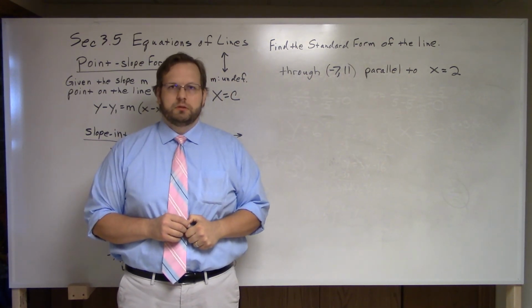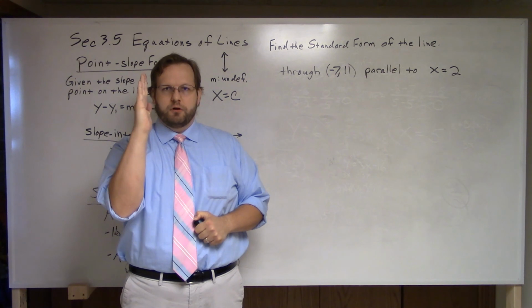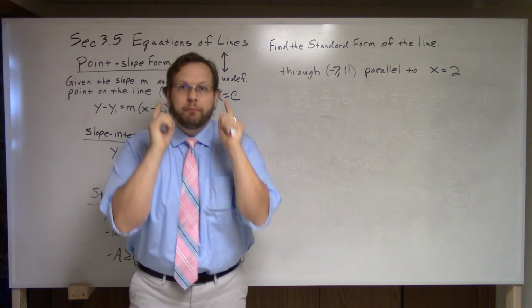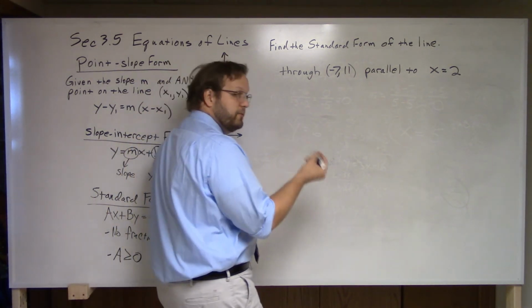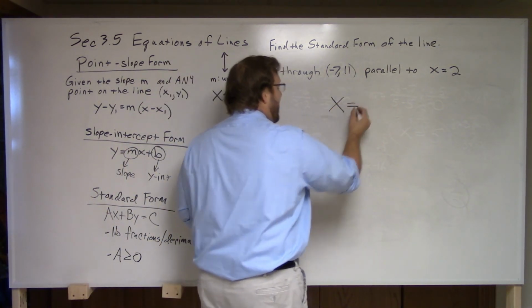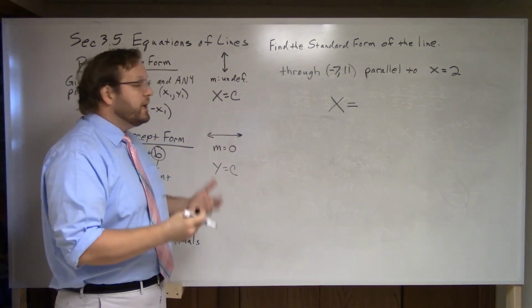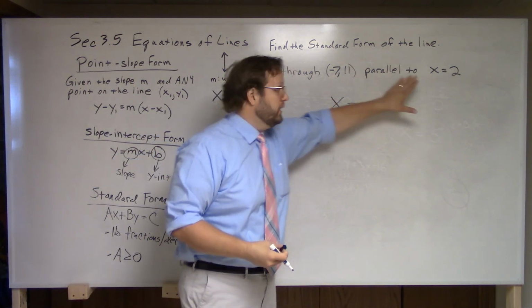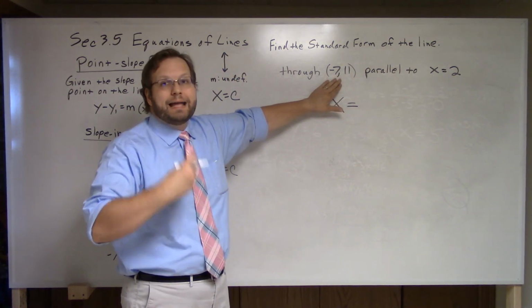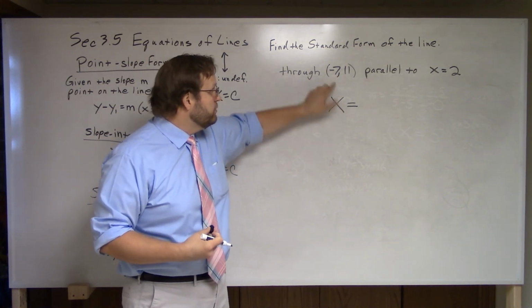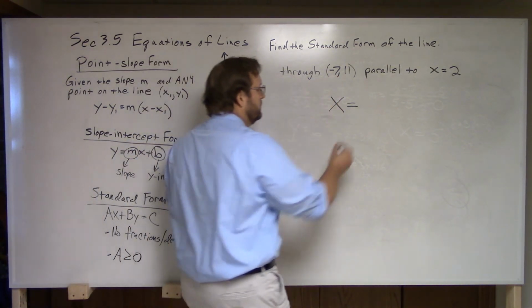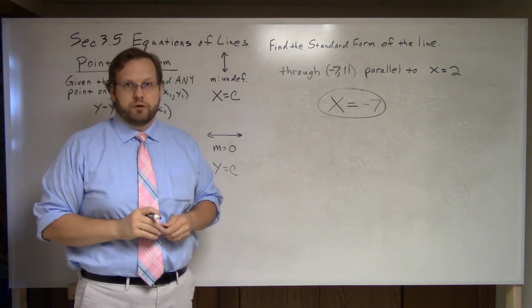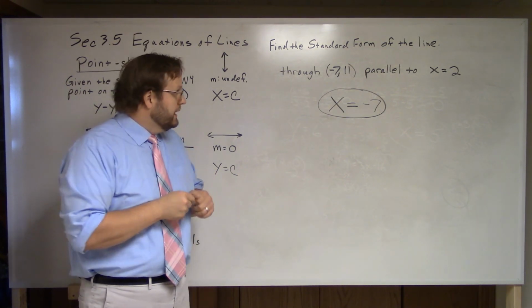Parallel to x equals 2. If it's x equals a number, it's vertical. If I'm parallel to this, I'm also vertical. So I'm looking for a vertical line. If it's a vertical line, the equation must be x equals a number. What is the only x value they give you? This is a different line. This is just what I'm referencing. This point is what I am going through. So if I'm x equals, the only x value I know is negative 7. That's it. End of story.